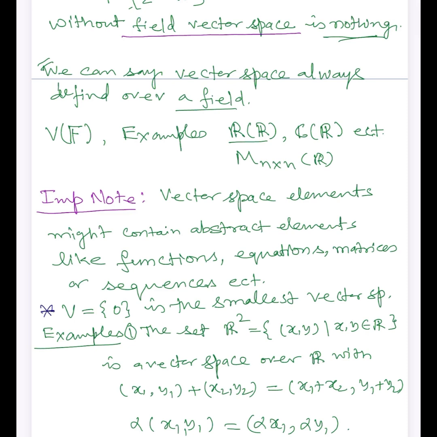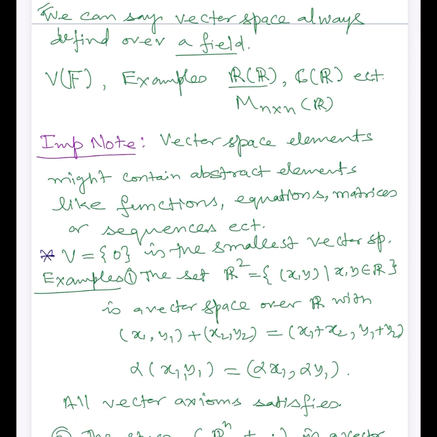If you see C over R, it is the set of all complex points in the complex plane defined over the real field. Similarly, the set of all m by n matrices is defined over the field, where the field is real. We are going to fill, like 2 by 2, as I have shown you as an example.